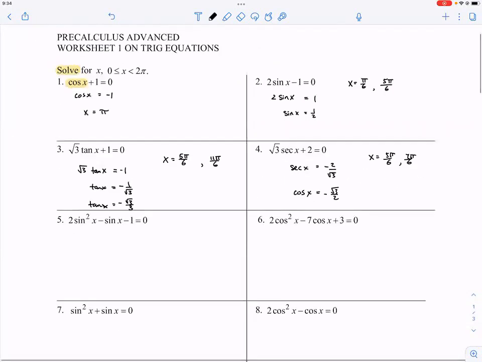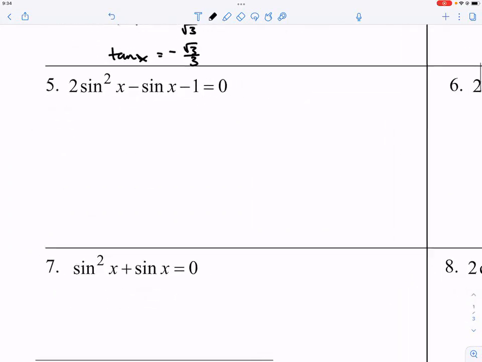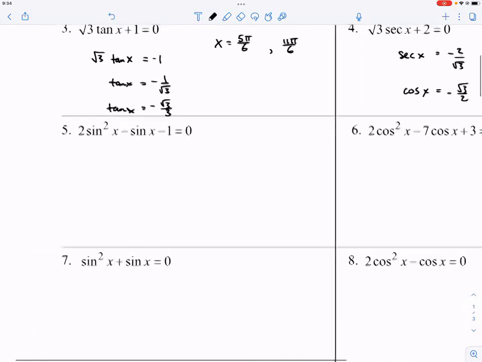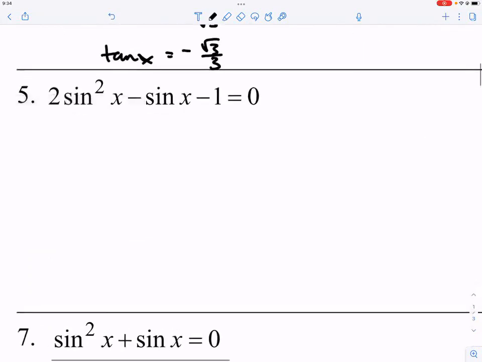Now we get to see a little bit different kind of taste, for things like number 5, 6, 7, and 8. We're going to see something right here. You see some squares. Some of you might be thinking, are we doing those Pythagorean identities, or maybe those double angle identities? Well, the good news is, no, it's not. Simpler.